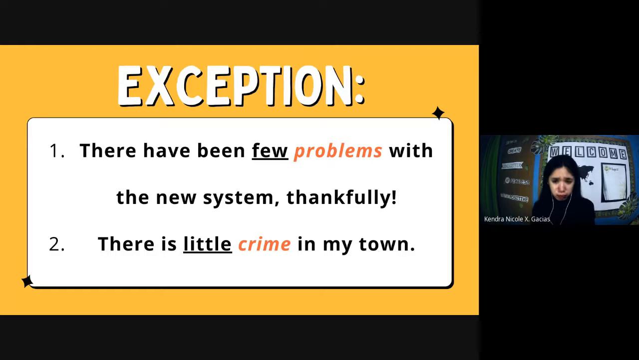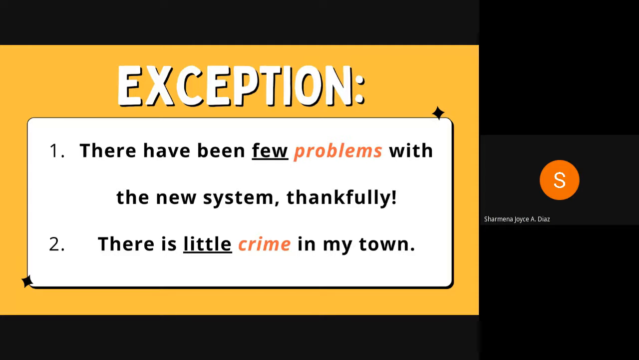The same goes with little. You can see in our second example that the word crime is used. Crime is something that we also do not want. However, if we use the quantifier little, it makes a good statement. This means that the crime rate prevailing in the town is little or almost nothing. Is that clear, class? Yes, ma'am. All clear.